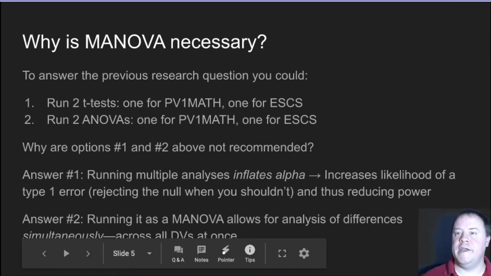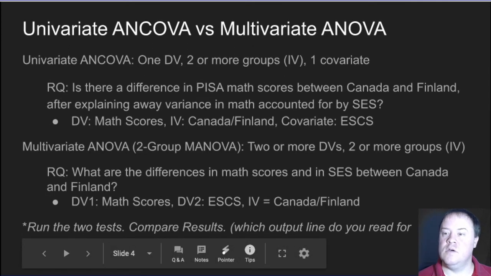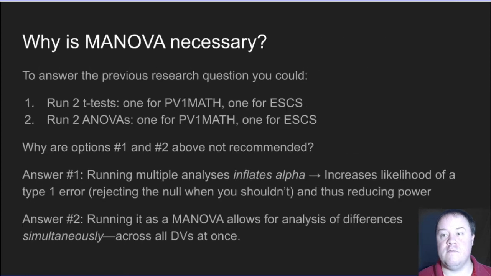So why do we bother with MANOVA then? Well, to answer that previous research question, you could run two t-tests. And remember, that question was, what are the differences in math scores and in SES between Canada and Finland? So we could run two t-tests, one to test the difference between Canada and Finland on PV1 math and a second one for SES. Same thing with an ANOVA. We could run two ANOVAs to do this.